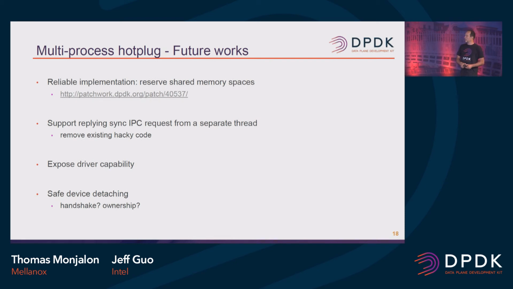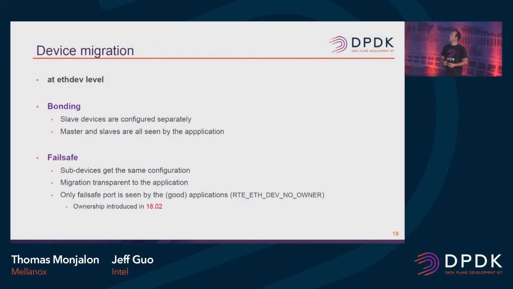And we have also an issue for unplug because for now, we don't really know who is responsible for the device, if it's the primary process or the secondary process. And maybe we can have a kind of handshake to ask between all processes if we agree to free a port. And maybe this issue can also be solved with the help of the ownership concept. I will talk about it later.